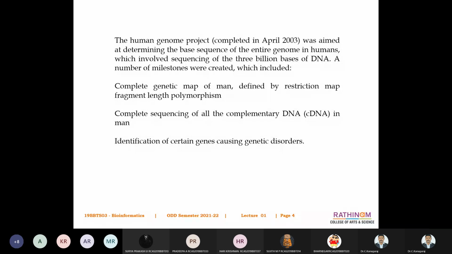So we should fragment it, restricted, fragmented. So using restriction enzyme, we are able to fragment our whole genome. So the whole genome is fragmented, and the people are studying those fragments. The complete sequencing of all the complementary DNA in man.